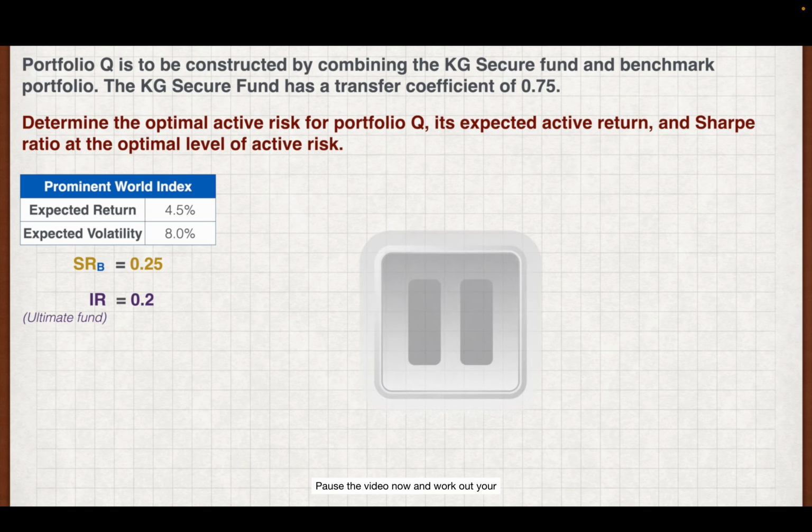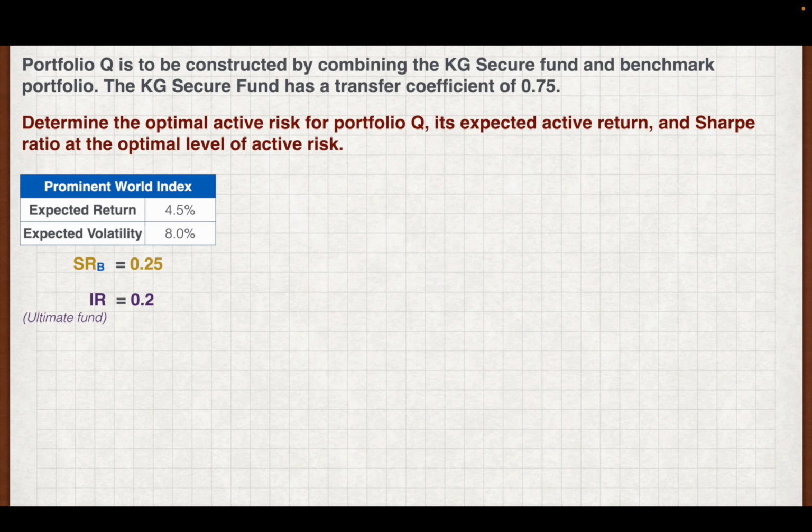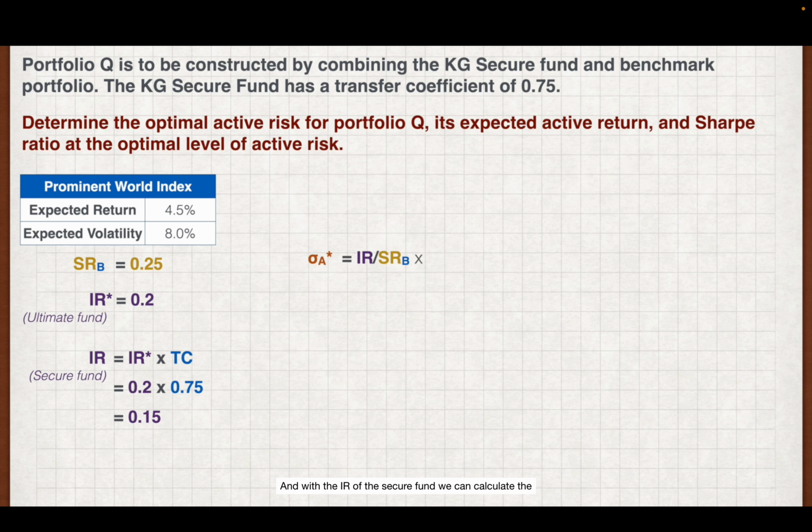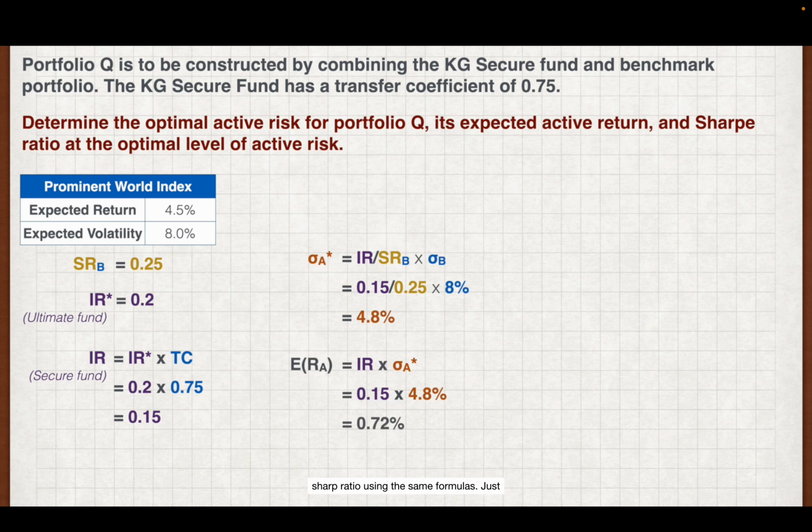Pause the video now and work out your answer. And we're back. We've already calculated the IR of the Ultimate Fund, which is 0.2. Since the Ultimate Fund is unconstrained, this is actually the unconstrained optimal IR, which we denote as IR star. The IR of the Secure Fund, which has a transfer coefficient of 0.75, is therefore 0.15. And with the IR of the Secure Fund, we can calculate the optimal active risk, expected return, and Sharpe ratio using the same formulas, just making sure that the IR we use is the IR of the Secure Fund, which is 0.15.